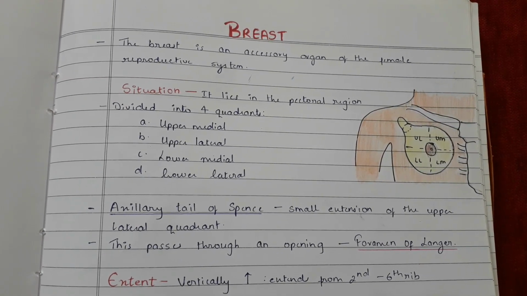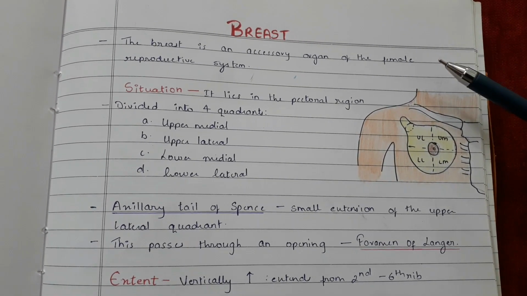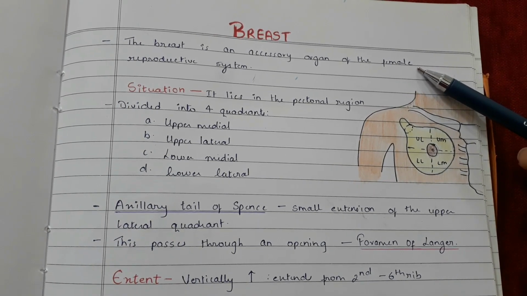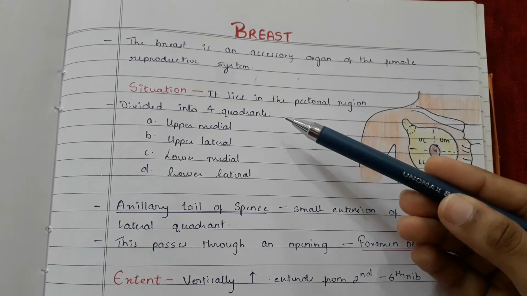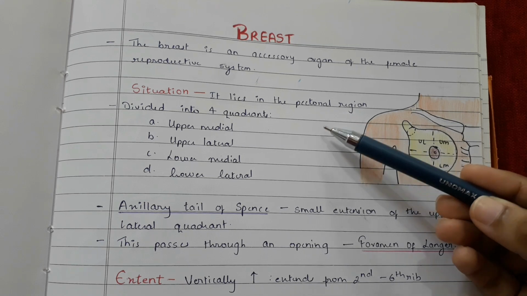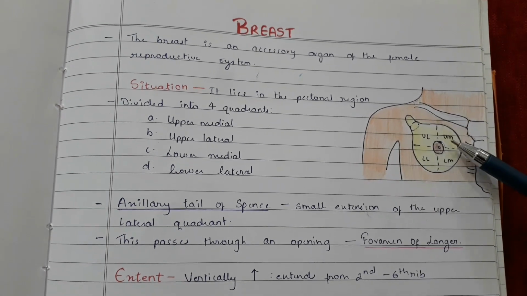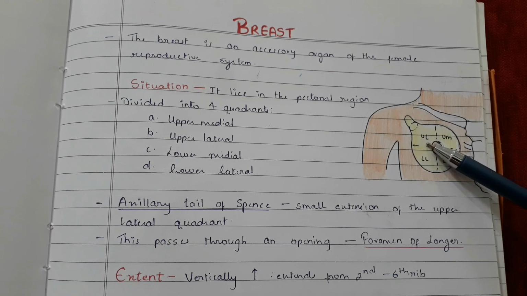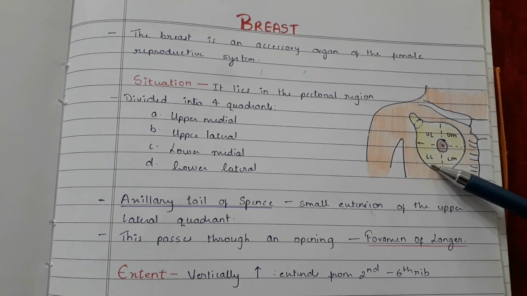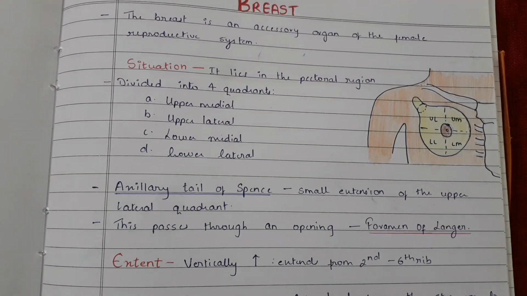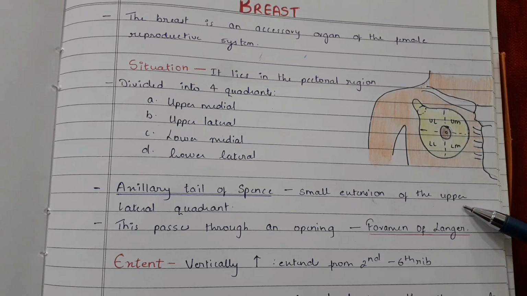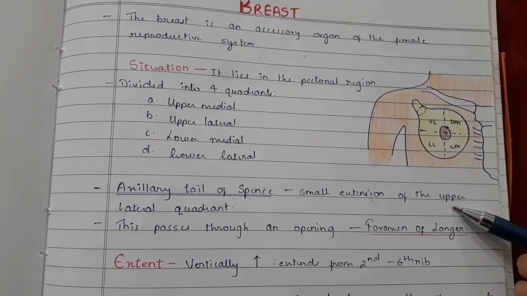Clinical anatomy of breast. The breast is an accessory organ of the female reproductive system. Situation: the breast lies in the pectoral region. It is divided into 4 quadrants: the upper medial, upper lateral, lower medial, and the lower lateral. The axillary tail of Spence is a small extension of the upper lateral quadrant.